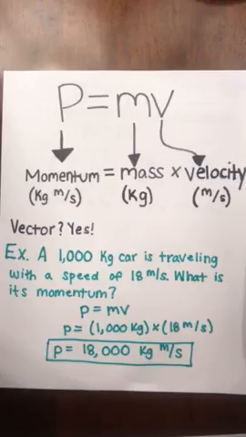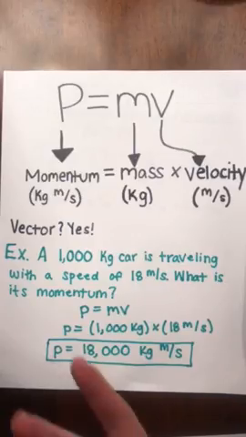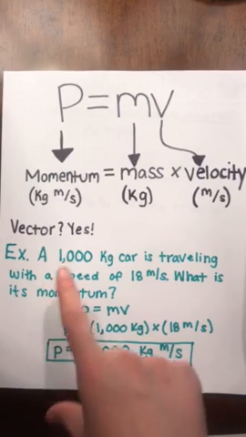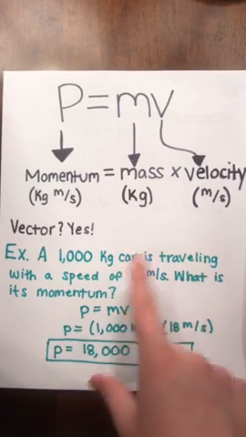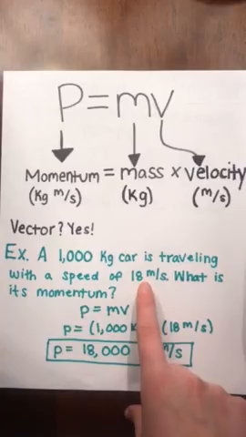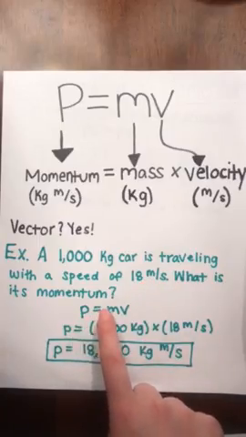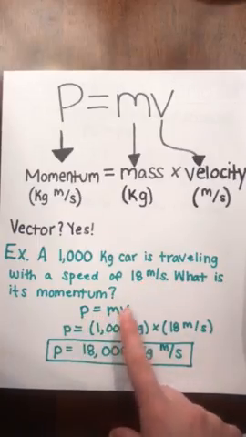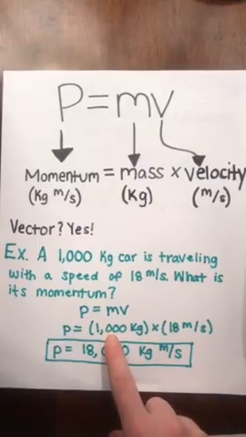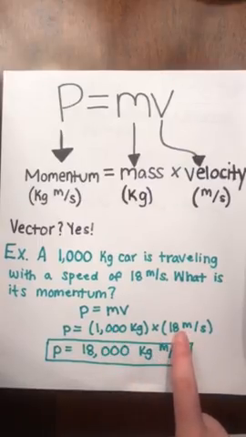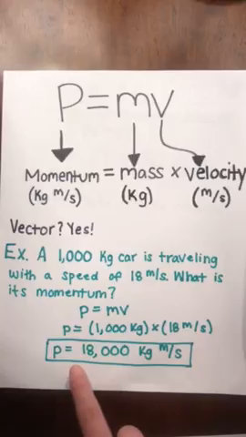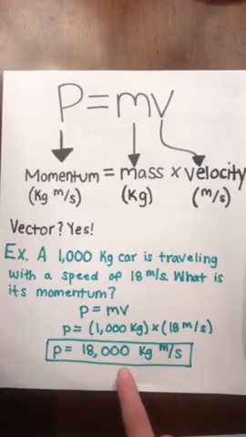So just to do a quick example demonstrating this basic equation, we have a 1,000 kilogram car and it's traveling with a speed of 18 meters per second. So if we wanted to find its momentum, we would use the equation P equals mv. We would plug in its mass of 1,000 kilograms multiplied by its velocity of 18 meters per second. So we would get its momentum to be 18,000 kilograms times meters per second.